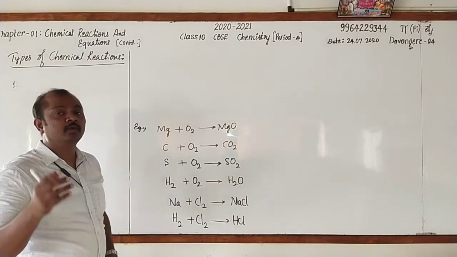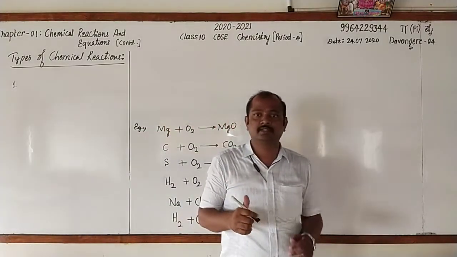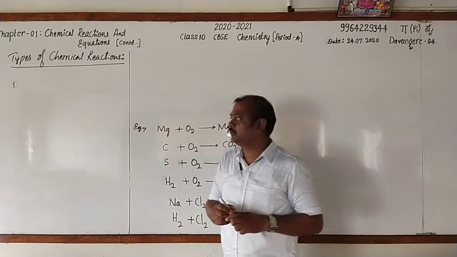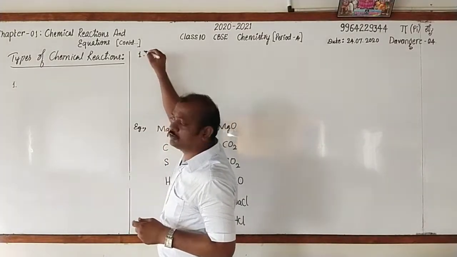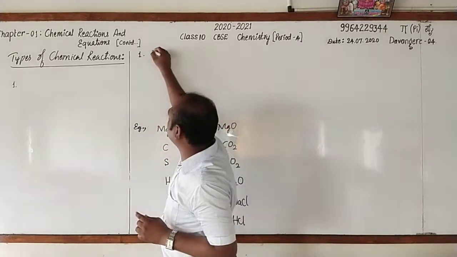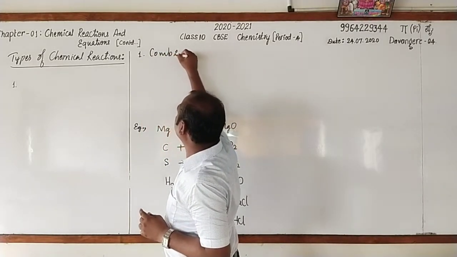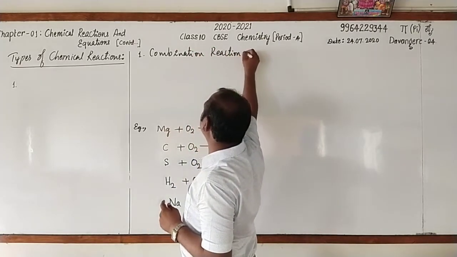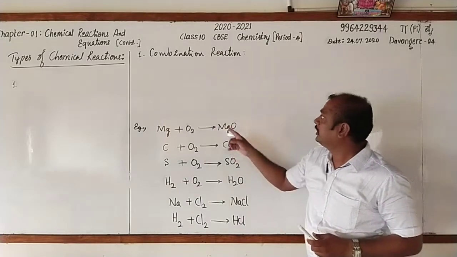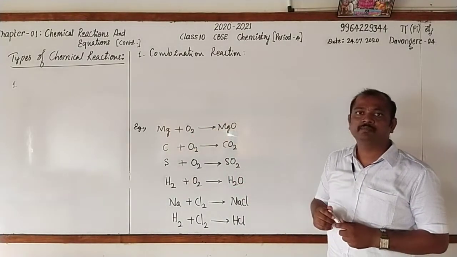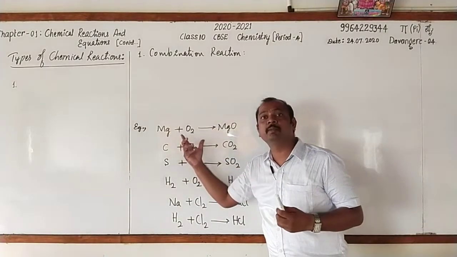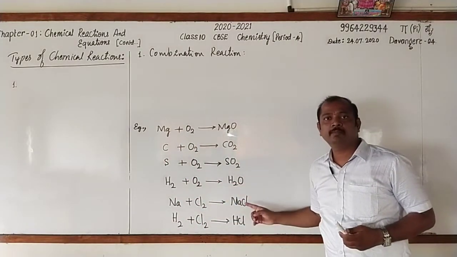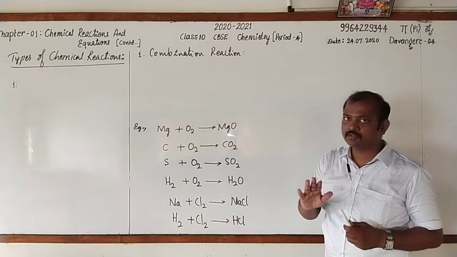Then could you tell what type of chemical reaction it is? Here the reactants are combining. Yes, you are right. Very good. This is called combination reaction. You are right. Combination reaction. Then could you define this? You can define it in this way: a type of chemical reaction in which two or more chemical substances combine to form a single product. Got it? Once more I repeat.